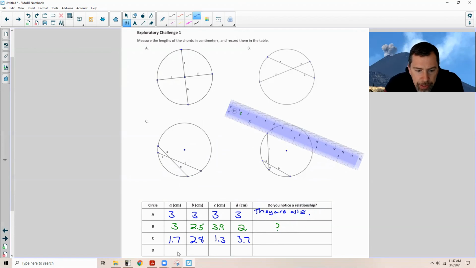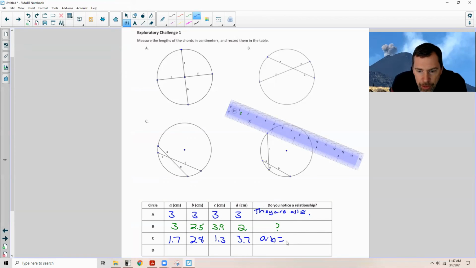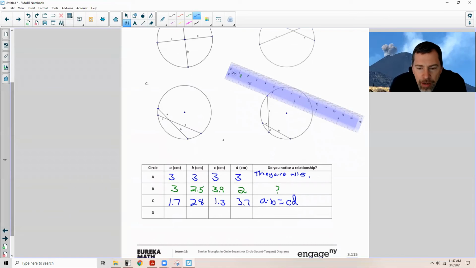So let's do some playing around here and try to figure some things out. So if I turn my calculator on, if I go up to B and I say 3 times 2.5, I get 7.5. 3.9 times 2, I get 7.8. So they're kind of close. So something's going on here. 1.7 times 2.8 comes out to be 4.76. 1.3 times 3.7 comes out to be 4.81. So they're really close. So I might be off a little bit by my measurement, but what we should be seeing here now is that A times B is equal to C times D. Again, my measurements may be off just a smidge.